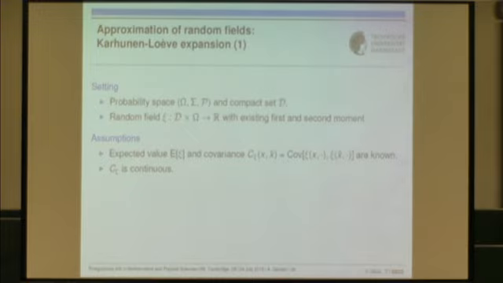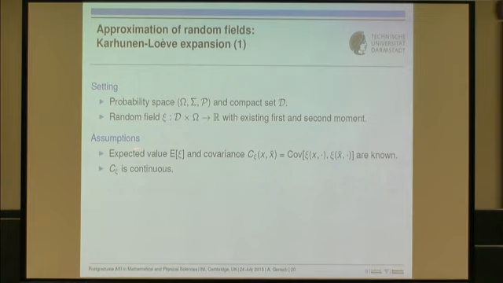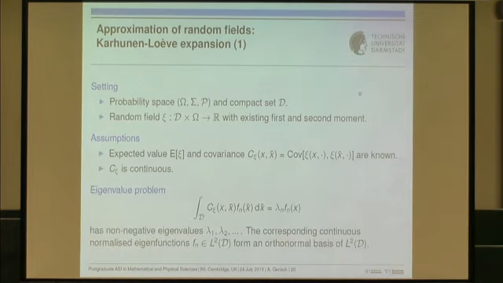Karhunen-Loève expansion for a random field psi, and we assume we have existing first and second moments: the expected value E of psi and the covariance function are known. So that's what, if I sit together with an experimentalist, that's what we would have to come up with for such a random field. In computational geophysics, for instance, lots of covariance functions have been used, so there's quite some source from which we could draw.